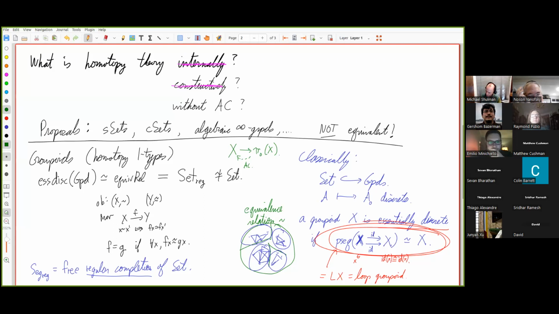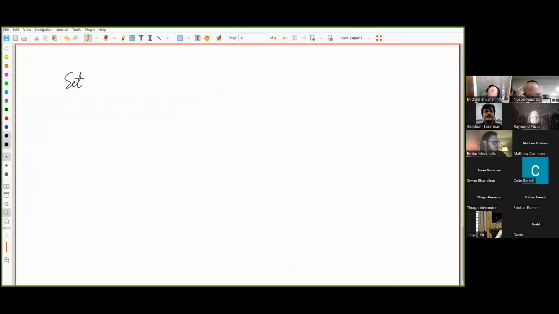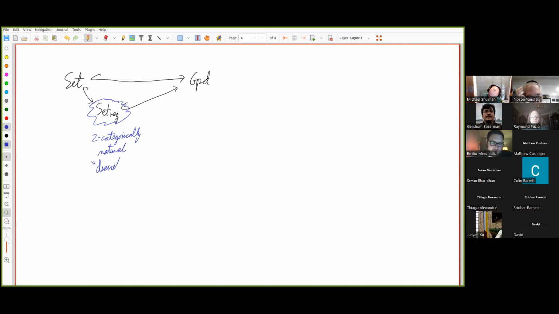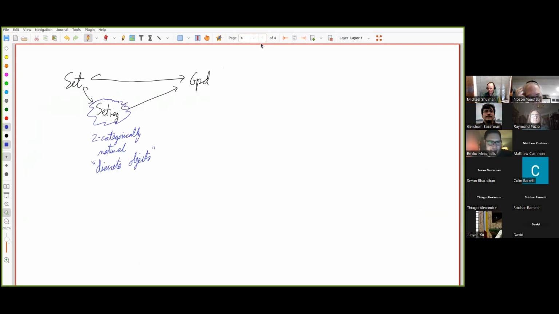So you have set sitting inside the category of groupoids, but then you also have set reg that sits inside groupoids like this. And the point is that these guys are the two-categorically natural discrete objects, because they're the ones that have this property, that you can characterize them in terms of two-categorical limits. But classically, I mean, set is a regular category. Even constructively, set is a regular category.